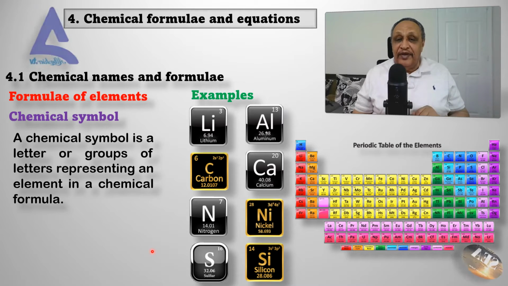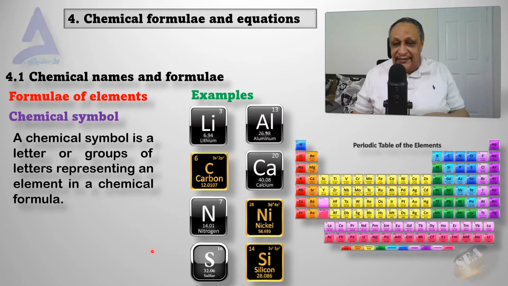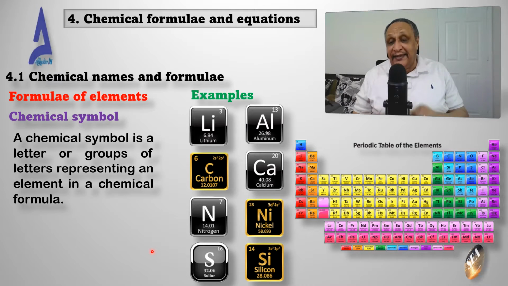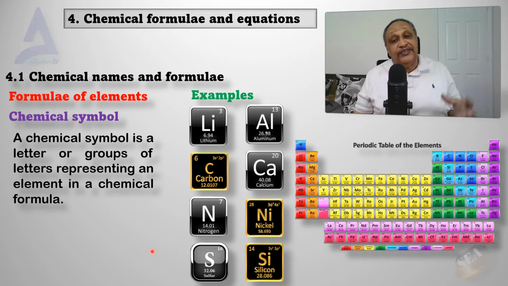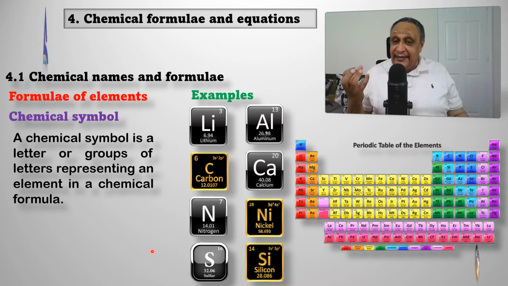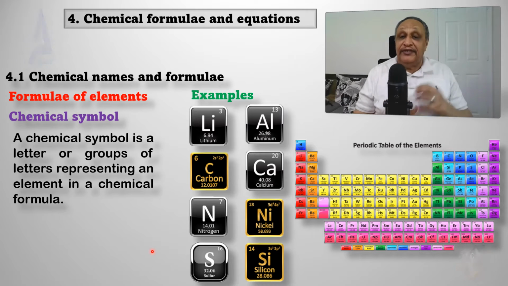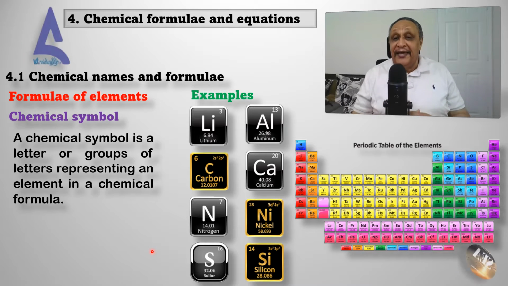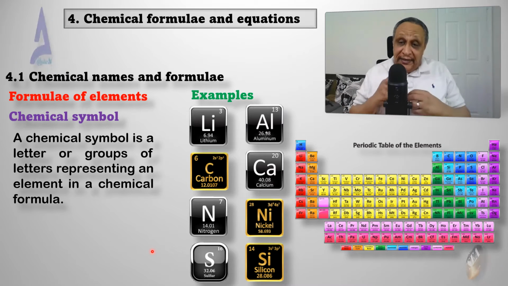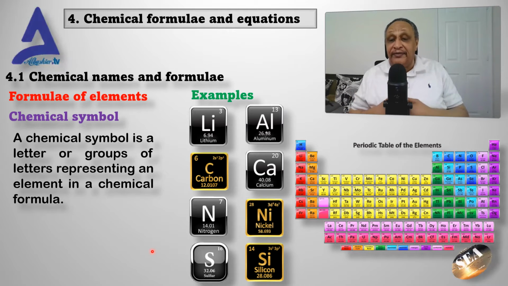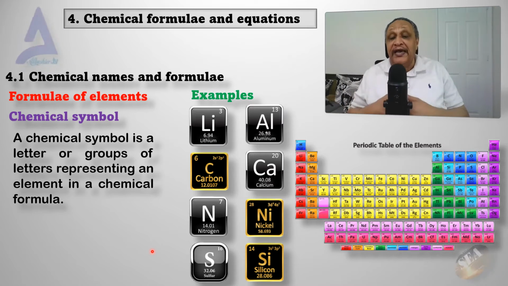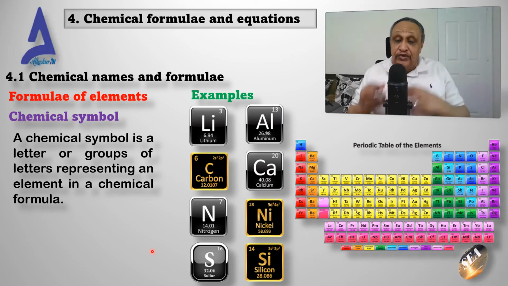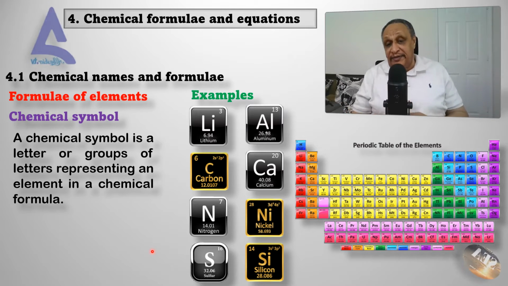Cesium. We have Cs because S is the third letter. Cobalt starts with C and the second letter is O. So we use the second letter and the symbol is Co. So this is one of the ways to differentiate between the symbols and not repeat a symbol or use a symbol for more than one element.